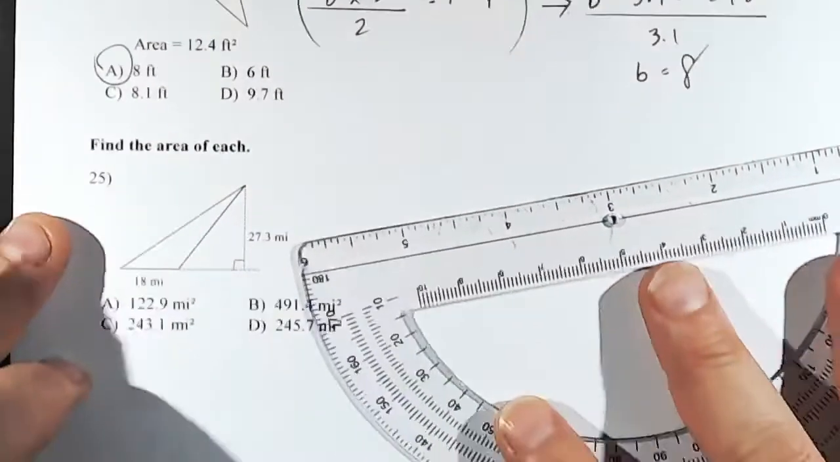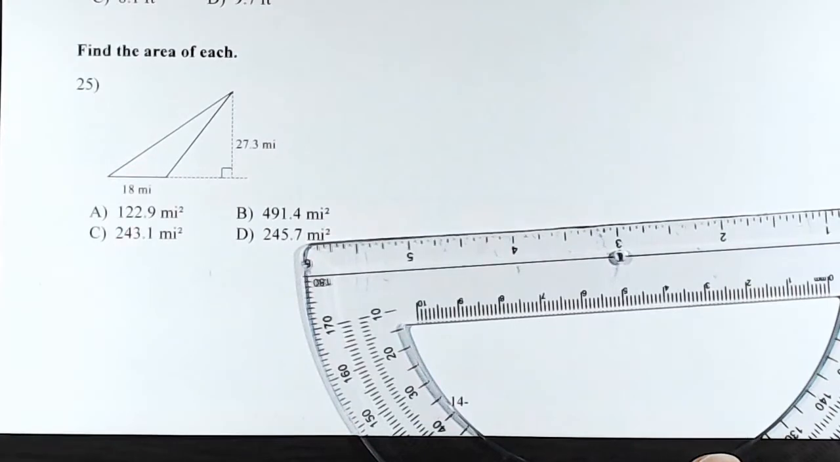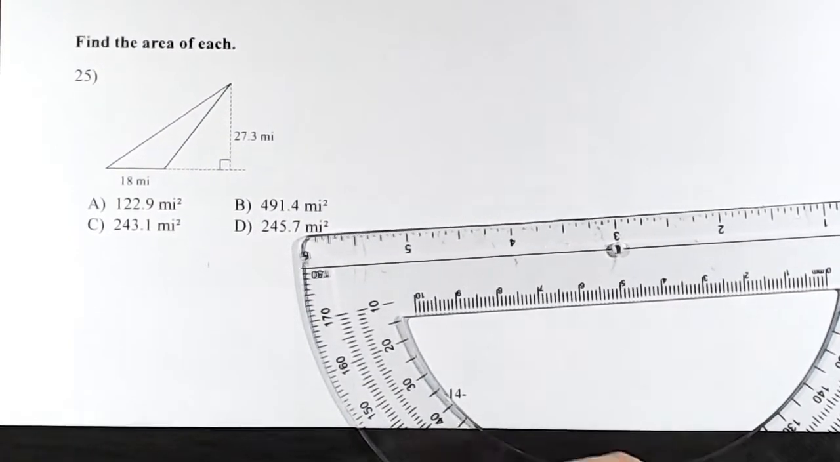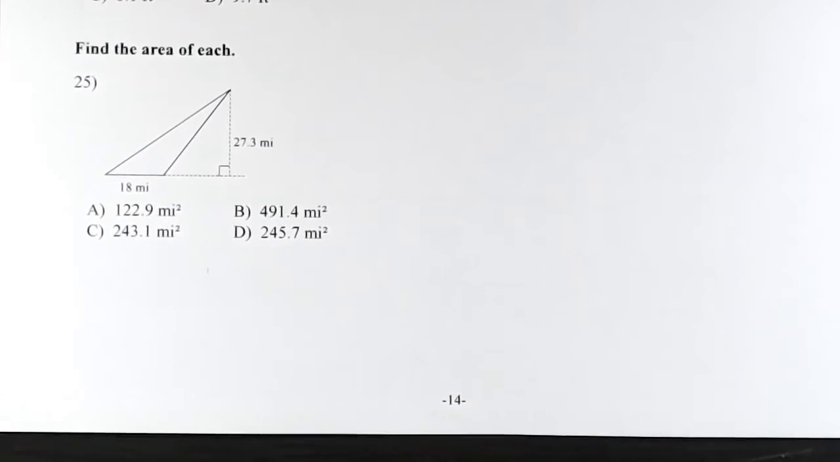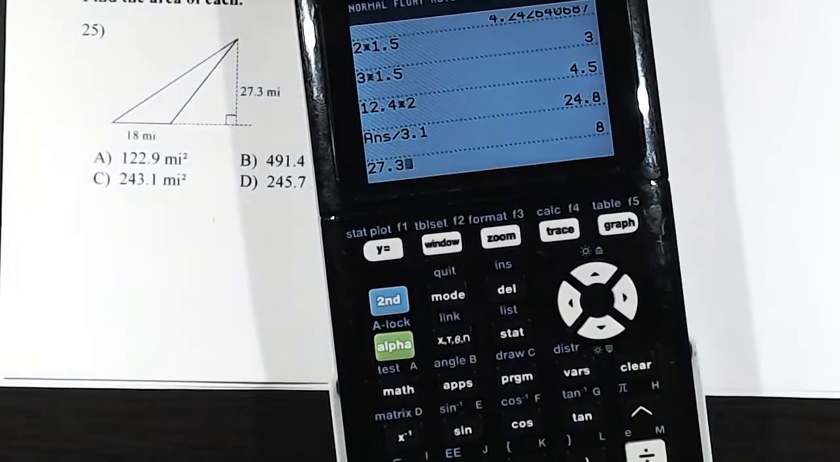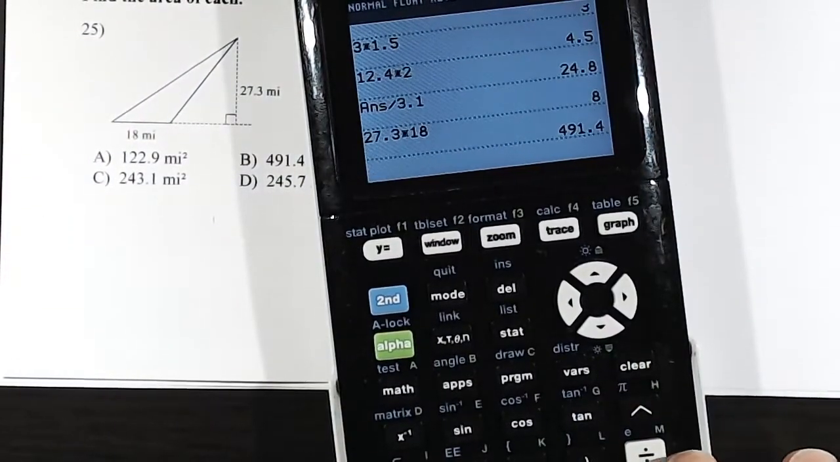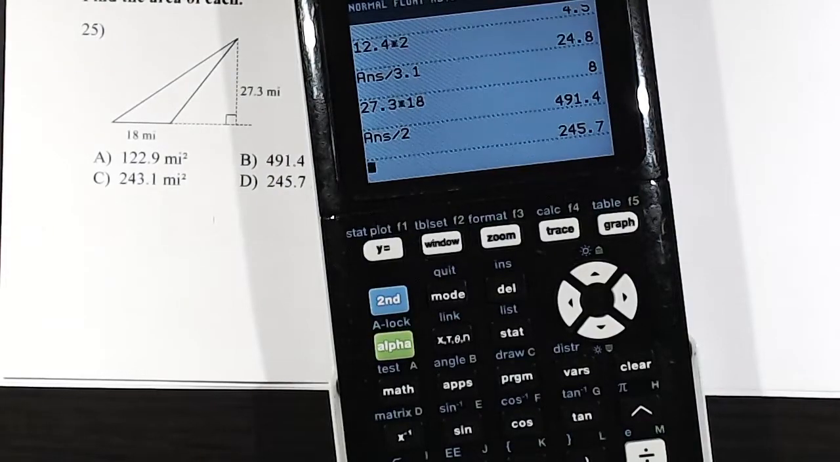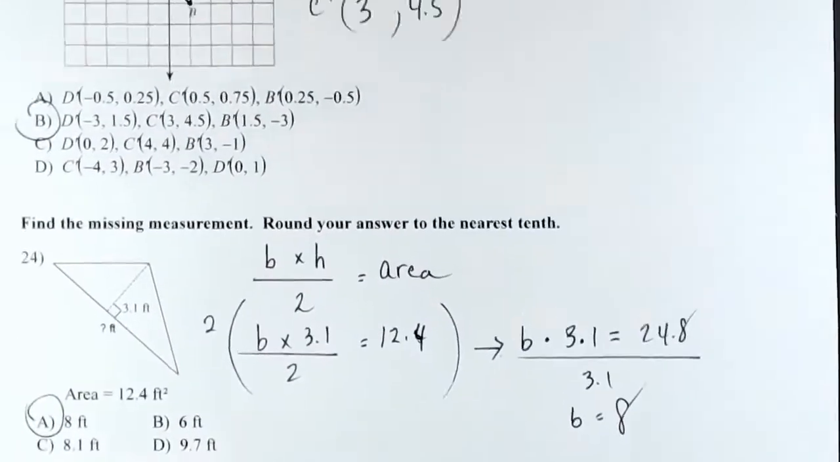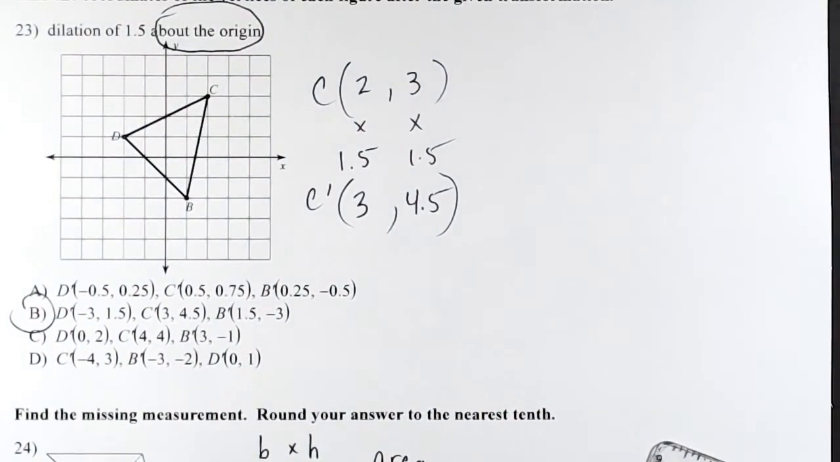Okay, and number 25. Find the area. Now, we are needing here to do the area of this triangle, okay? So let's just do what we know. Let's do base times height divided by 2, and let's see if it works, all right? So 27.3 times 18 divided by 2 is 245.7, and there it is. It's done. It's easy. Wasn't that hard. That is the review for the final exam. Okay, so just expect problems just like that, but just different types of problems.